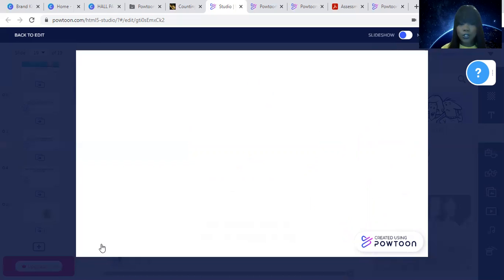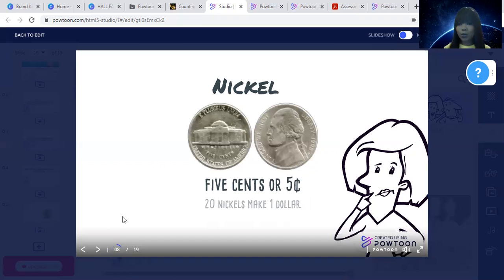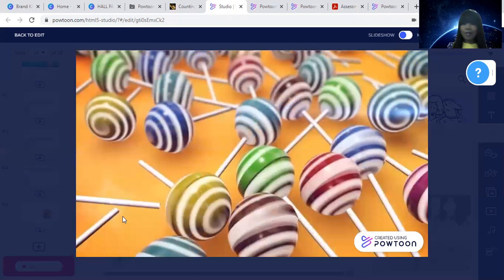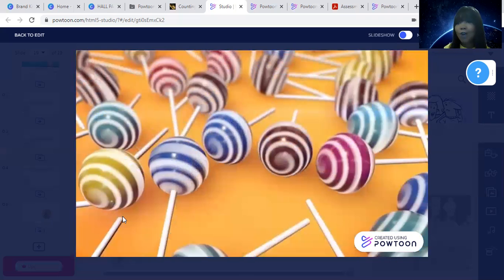Now let's move to the next value coin, which is the nickel. After the penny, we have the nickel, and the nickel is worth 5 cents. And 20 nickels make $1. It is sometimes confused with the quarter, but it is slightly smaller. What can we buy with a nickel? Lollipops. Like, why not? Right? Let's get some lollipops with our nickel.